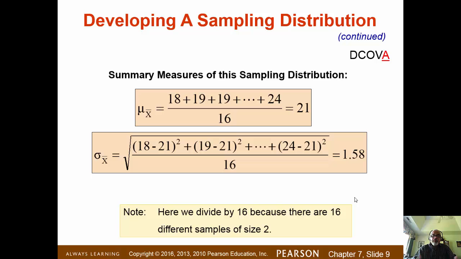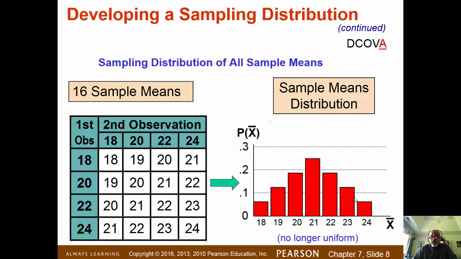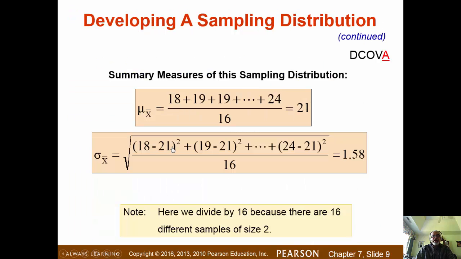Let's compute the mean and standard deviation of the population of sample means, and it turns out, of course, mu sub x bar is 21, and sigma sub x bar is now 1.58.